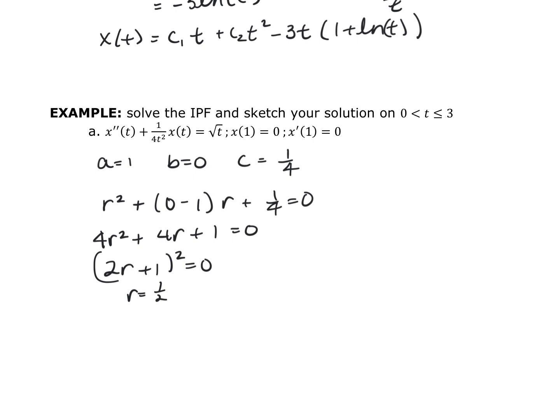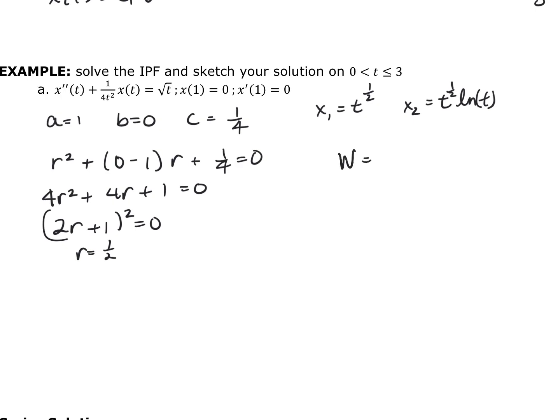Using the chart up above, x sub 1 is going to be equal to t raised to the 1/2. And then x sub 2 will be equal to t raised to the 1/2 times the natural log of t. My Wronskian is going to be 1. My v sub 1, when I get done, is going to be negative t squared divided by 2 times the natural log of t, plus t squared divided by 4. Excuse me, my v sub 2 is going to be t squared divided by 2.